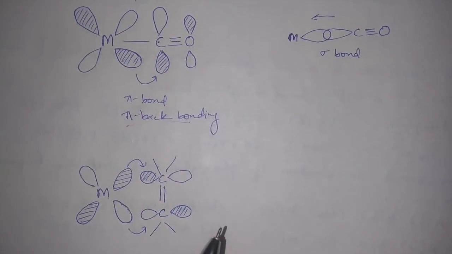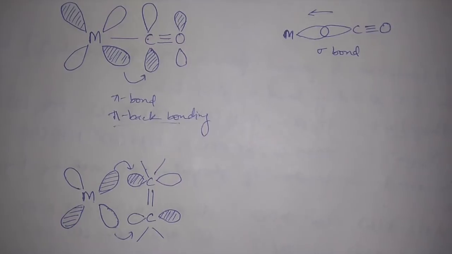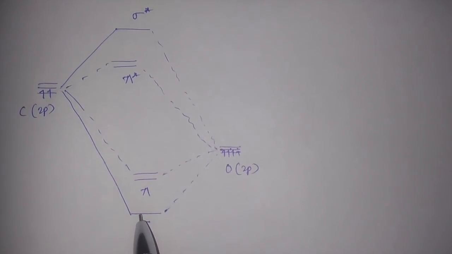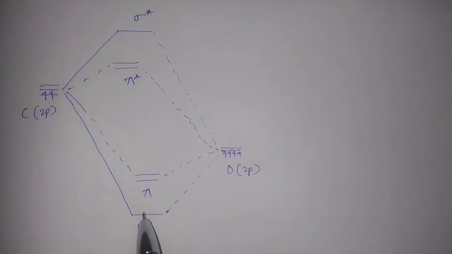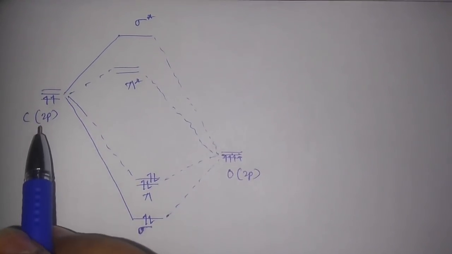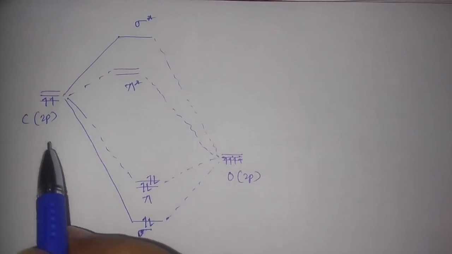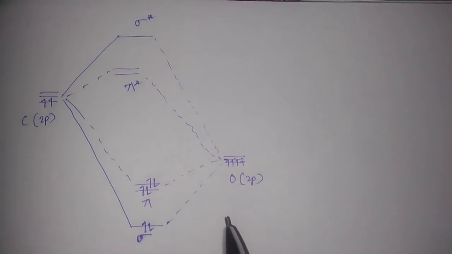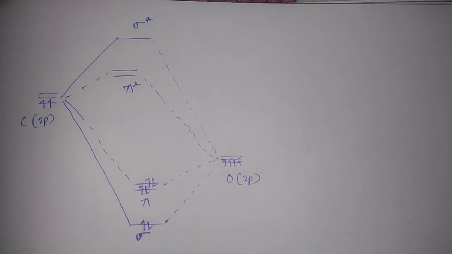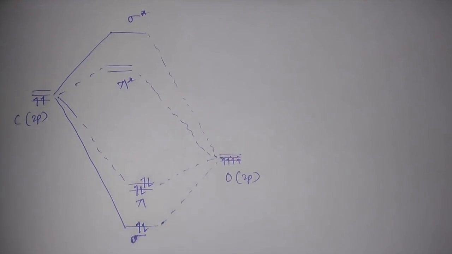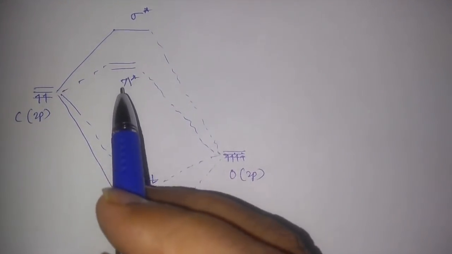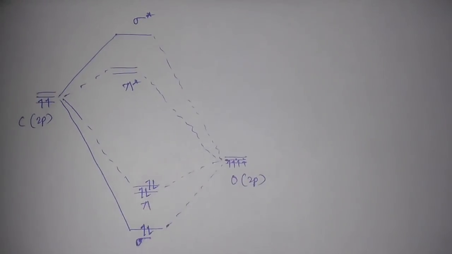Now what are the consequences of this pi back donation, that I will explain using the molecular orbital diagram. If you look at the molecular orbital diagram of CO, that is the carbonyl ligand, carbon monoxide, I'm just showing the valence p orbitals. 2 electrons are in carbon and 4 electrons are in oxygen. So total 6 electrons, if you fill in the molecular orbitals, they will be filled something like this. This is the sigma bonding orbital, this is the pi bonding orbital, this is the pi anti bonding orbital, and this is the sigma anti bonding orbital.